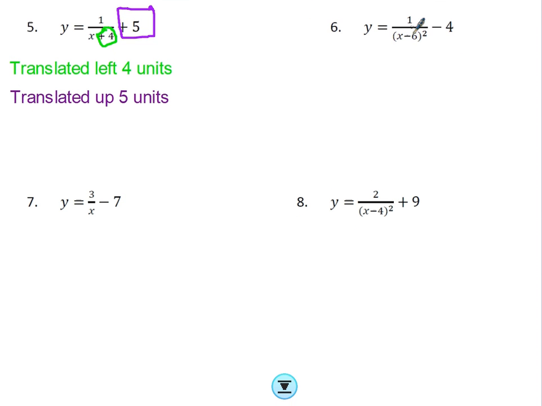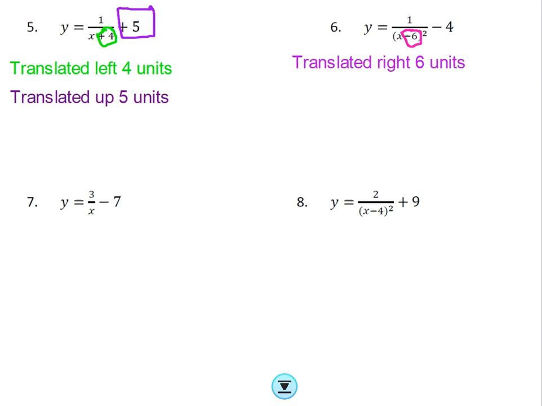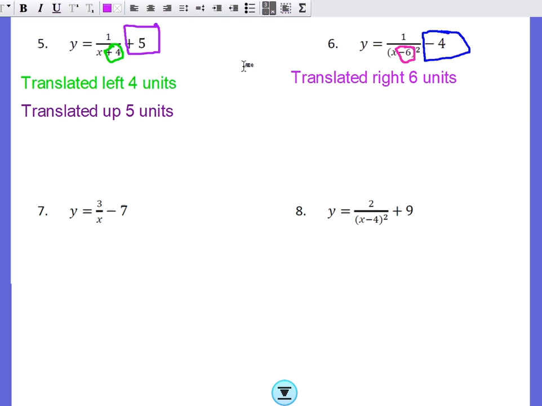For number 6, you've got this -6 here. That means that the graph has been translated, since it's the h, it's left or right. -6, we do opposite, so that means it's right. Right 6 units. And then we've got this -4 here. That is our k. When that is a k and it's negative, that means down. So this is translated down 4 units.